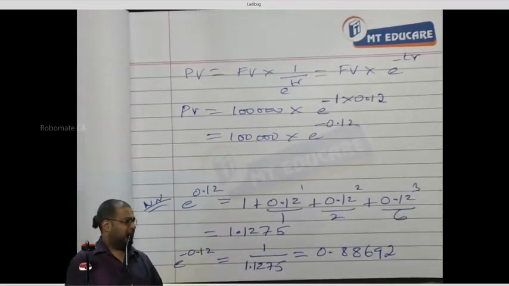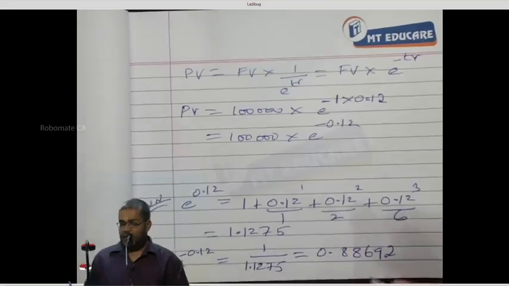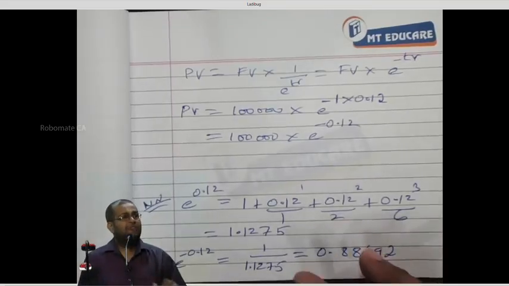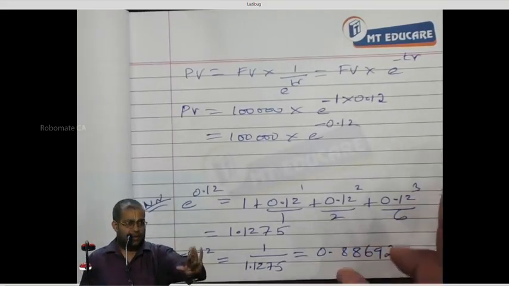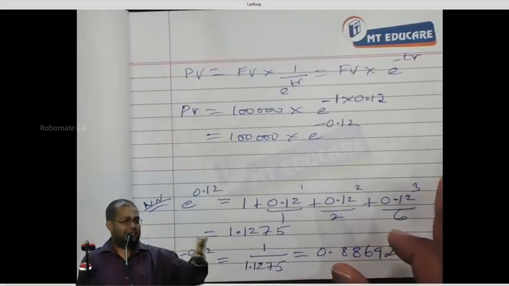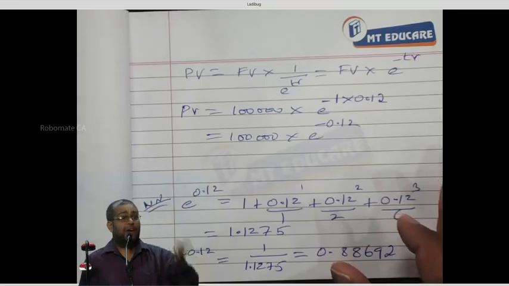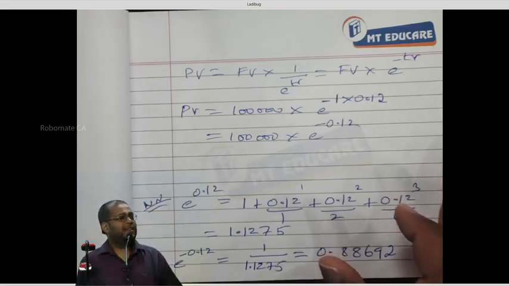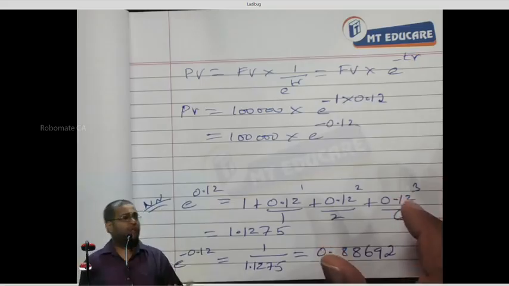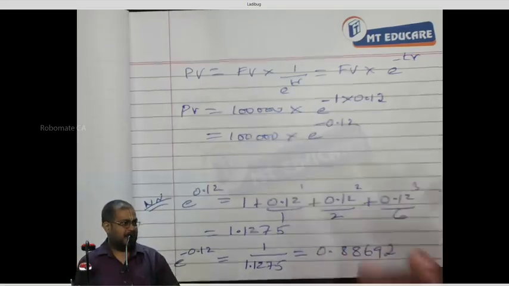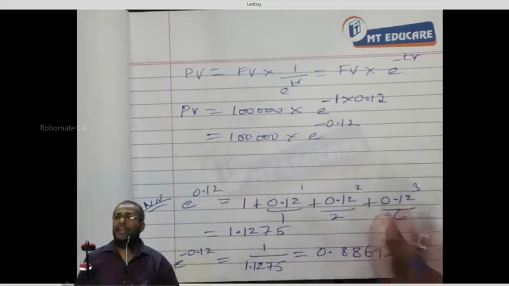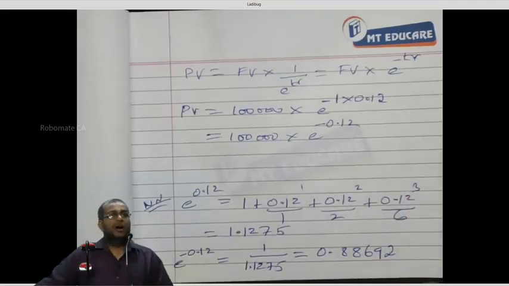What is 0.88692? It is the present value factor. 1 rupee after 1 year is worth how much today? About 88 paise, if I say discount continuously. That's all. At 10%, the present value factor for 1 year is 0.9091, which is for annual discounting. We get something different from 0.909 if we go for continuous discounting. That is nothing but the present value factor. Are you following or not?